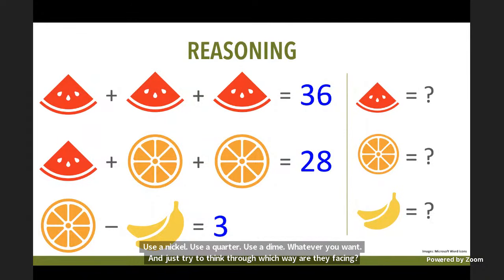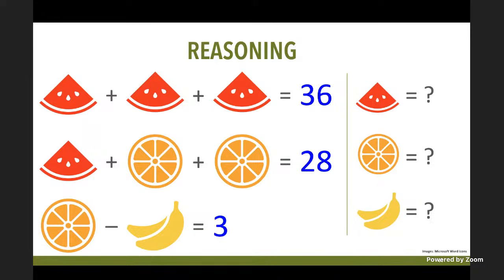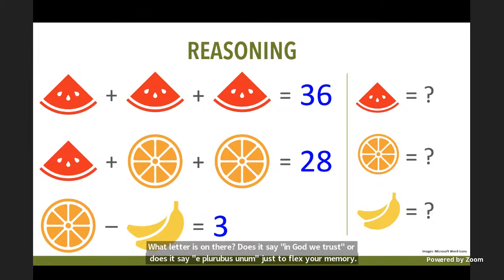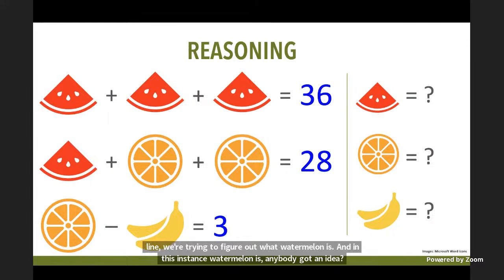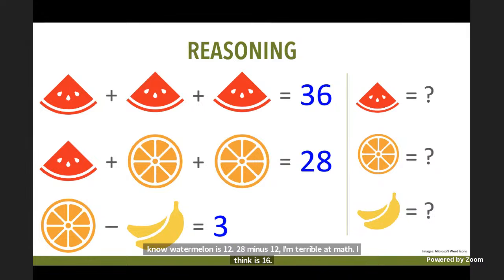Another type is reasoning. And so in reasoning, we're puzzling through something. In this example, on the first line, we're trying to figure out what the watermelon is. And in this instance, the watermelon is, anybody got an idea? The watermelon is 12. That's right. And so in the next example, we're doing the watermelon plus two oranges equal 28. So we know the watermelon is 12. 28 minus 12, I'm terrible at math, I think is 16. And then we divide 16 by 2 and we get 8. And then the watermelon minus the bananas, 8 minus the banana is 3. So the banana equals 5. So we're putting that reasoning into practice.